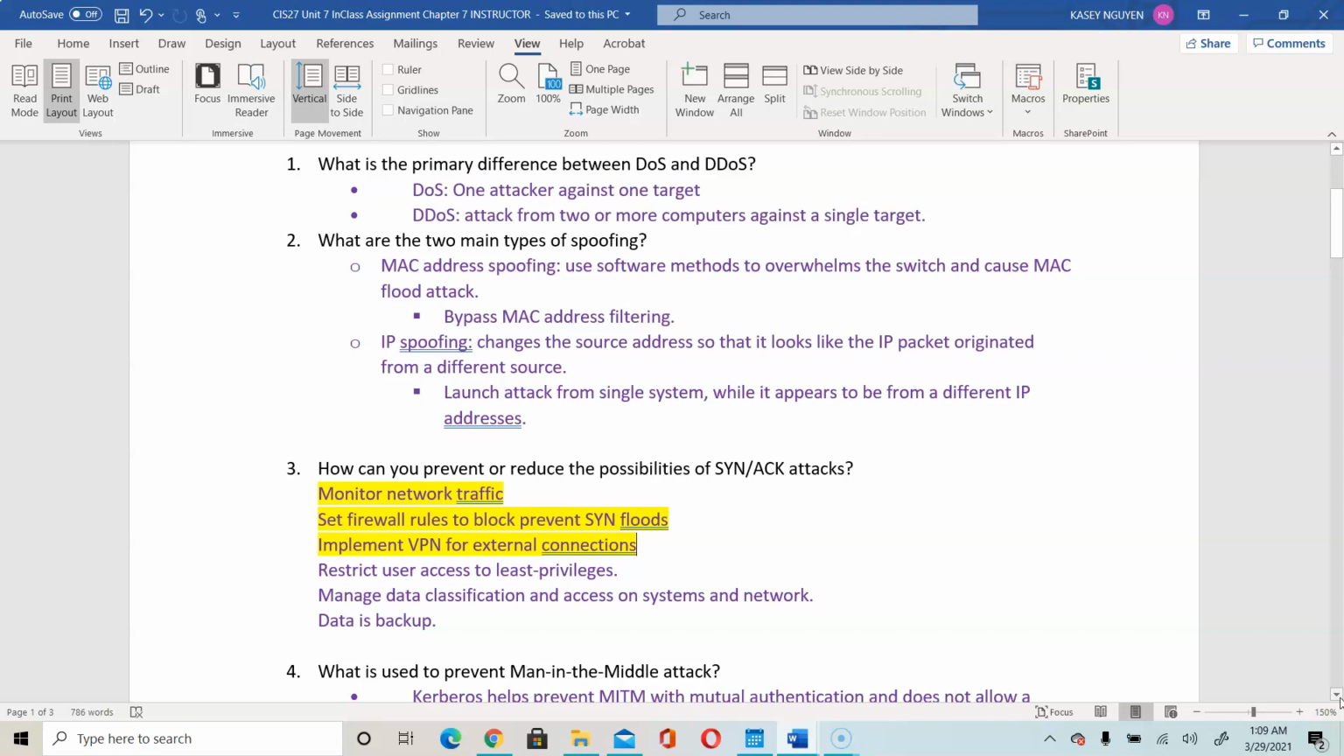You can set firewall rules to block or prevent Syn floods. So you simply create a new rule to prevent Syn floods. You can implement a VPN for external connections. A virtual private network would establish a connection specifically based on your settings. We can restrict user access to least privilege. That means that the user should only be allowed to access the system based on their need to perform.